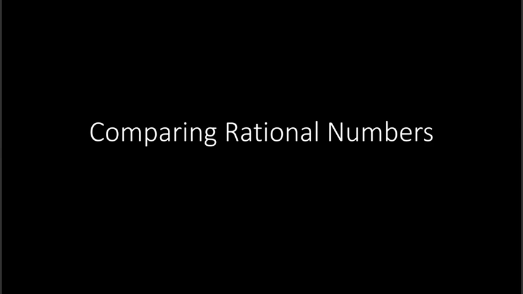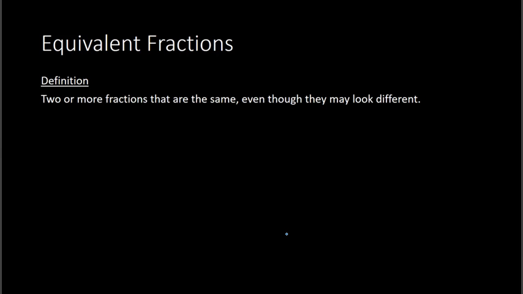In this video, you will learn about comparing rational numbers. So we're going to figure out if fractions are equal or if one fraction is bigger or smaller than another fraction. For equal fractions, another name we could use would be equivalent fractions, which basically means that two or more fractions are the same even though they may look different. For example, we know that 1/2 is the same as 2/4, and that's the same as 3/6, etc.